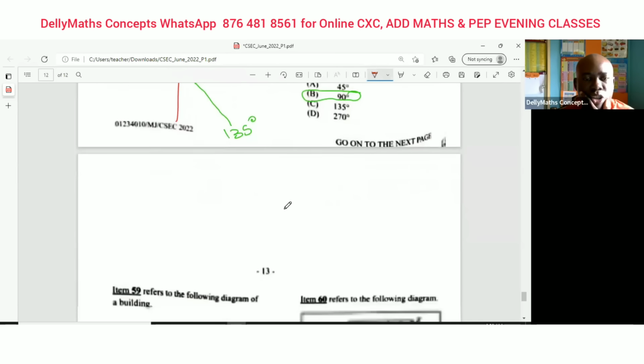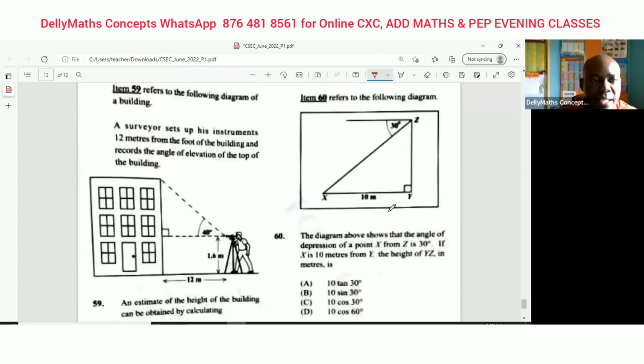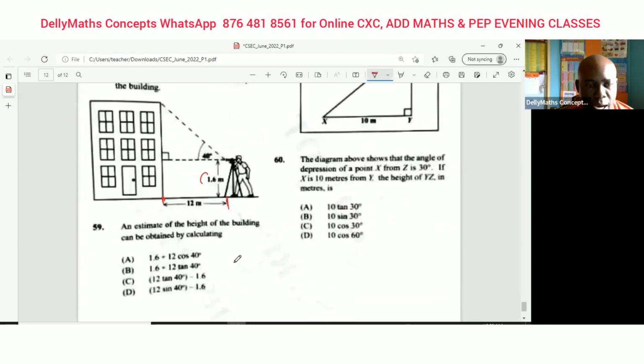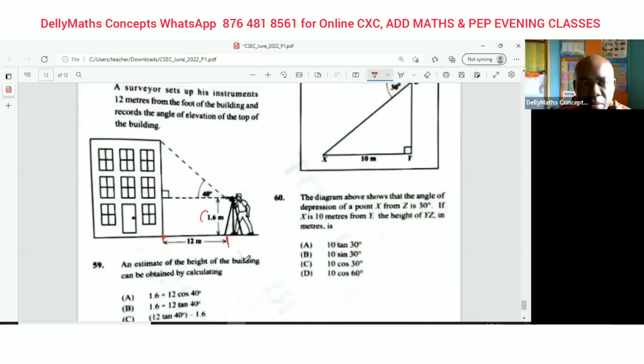All right, let's go for 59. 59 says a surveyor sets up his instruments 12 meters from the foot of the building. The surveyor is 1.6 tall and he's standing 12 meters from it. An estimate of the height of the building can be obtained by what? If I want to find the height of the building, I'm going to need to find this distance here, and then add that to the height of the man.